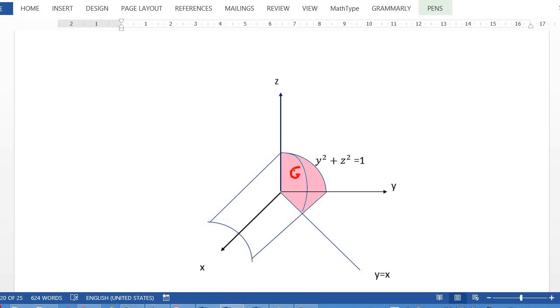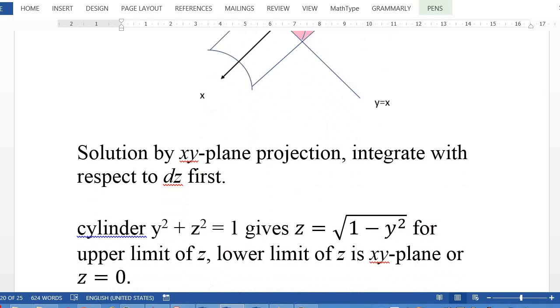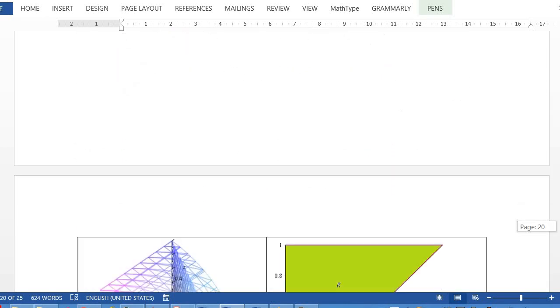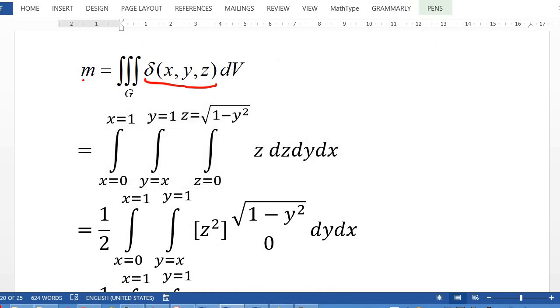Okay, now what we want to find is actually the mass. The mass is given by the triple integral, the density function multiplied by dV. In secondary school, you may have learned that density is m, the mass divided by volume, or the mass is your density times V. This is if we have a constant density.